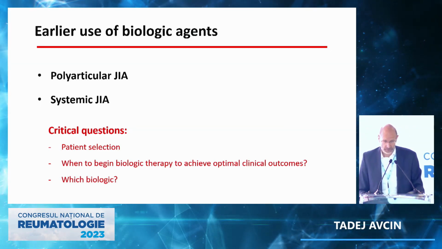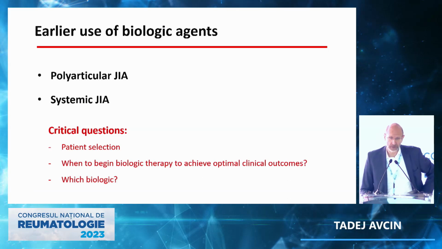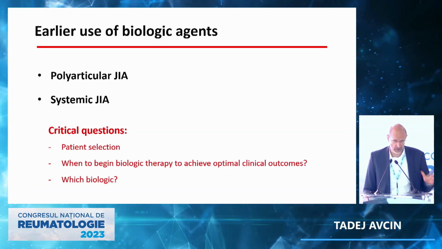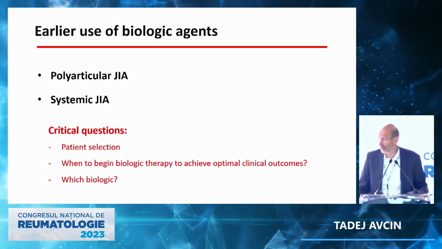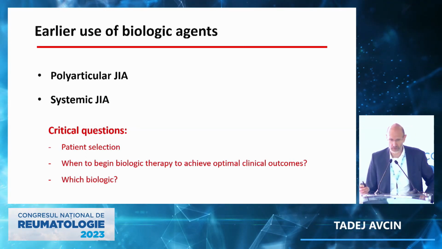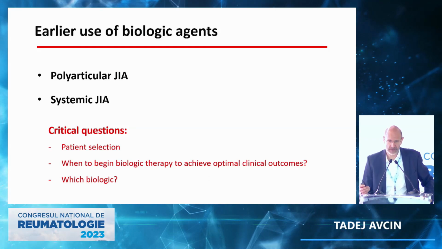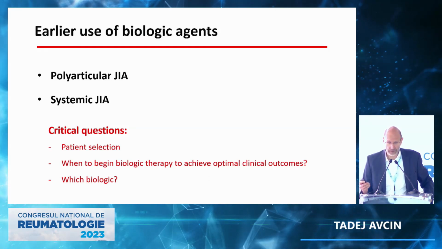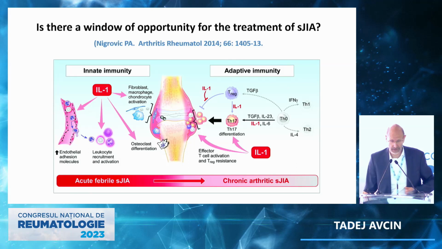So the second part of my talk will be on the earlier use of biologic agents in polyarticular JIA and systemic JIA, and you can see some of the critical questions that I think we have to answer regarding patient selection and when to begin a biologic therapy to have an optimal outcome.